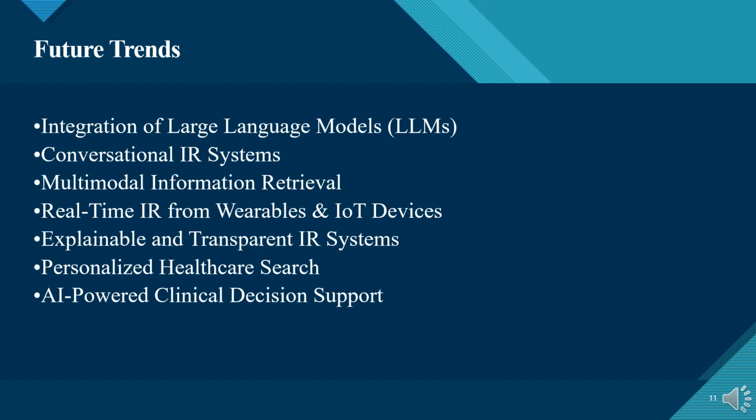Explainable IR systems. In future, IR systems will explain how they found results. This helps doctors to trust the system more. Personalized healthcare search. Just like we get personalized ads, IR will give results based on a patient's medical history to make them more useful. AI-powered clinical decision support. IR will help doctors to make better decisions by quickly finding the latest research, treatments, and similar cases.